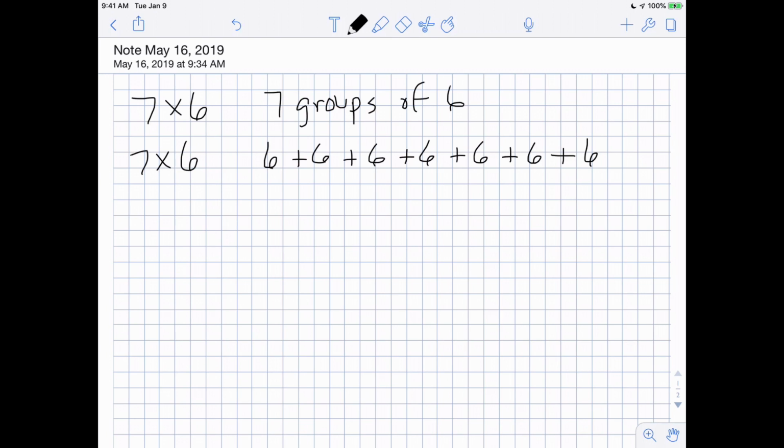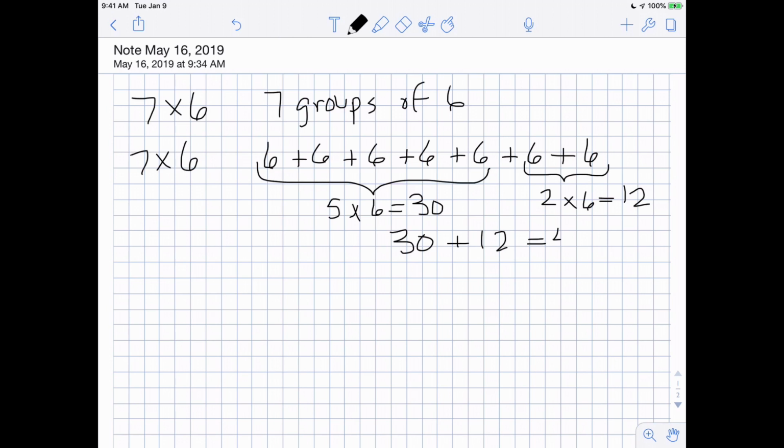So the idea is saying, well, we know 5 groups of 6 is easy. That's 30. And that 2 groups of 6 equals 12. So we add them together. 30 plus 12 gives us 42.